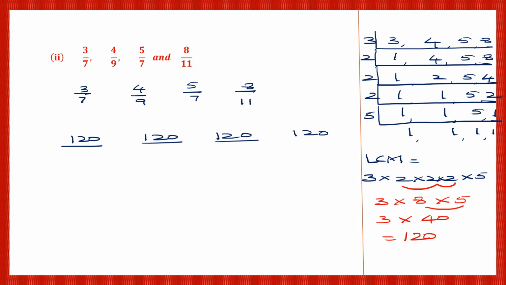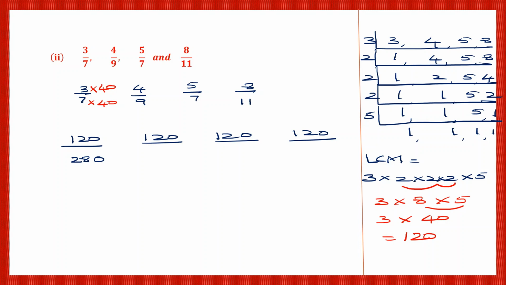They are 120. So let's begin with the first numerator. Now 3 into what will give us 120? 3 into 4 we know is 12. So 3 into 40 will be 120. So multiply this also by 40. So 7 into 40. 7 fours are 28. So 7 into 40 is 280.